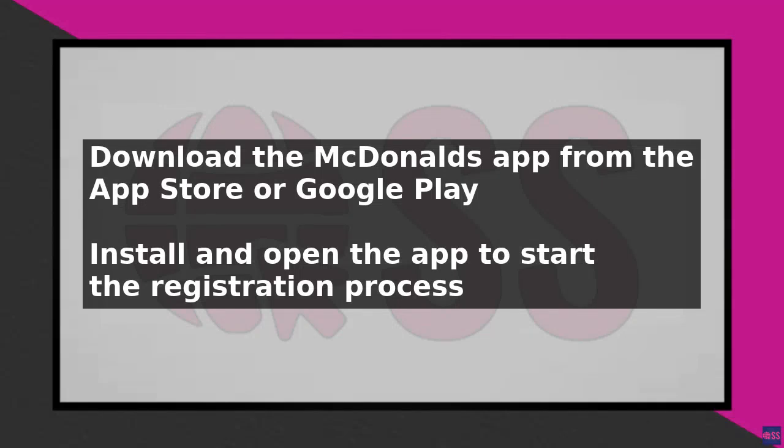To set up McDonald's mobile order and pay, start by downloading the McDonald's app from the App Store or Google Play. Once the app is installed, open it and click on the Create Account button to begin the registration process. Enter your email address and choose a password. Then click on the Create Account button to proceed.